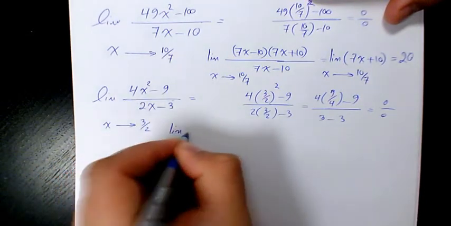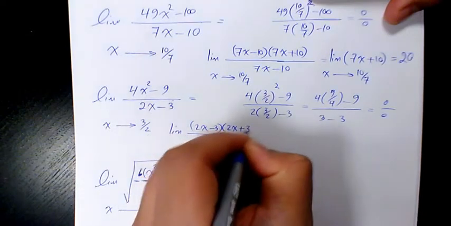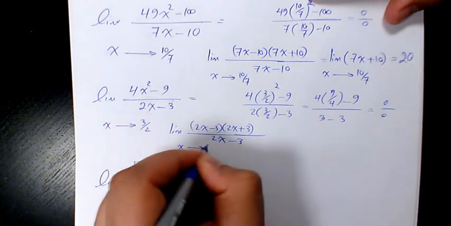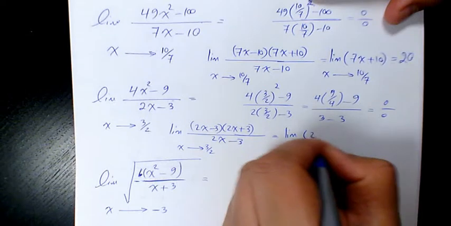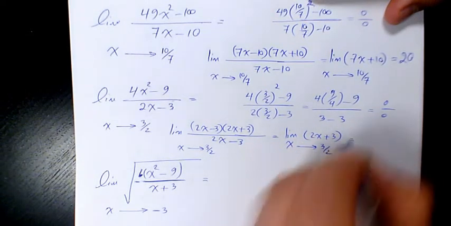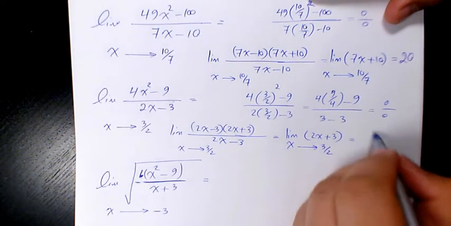It's going to be the limit of (2x minus 3) times (2x plus 3) over (2x minus 3) as x approaches 3 over 2. These two cancel out. It's going to be the limit of 2x plus 3 as x approaches 3 over 2. When you sub it there, 2 times 3 over 2 plus 3 is going to make it 6.